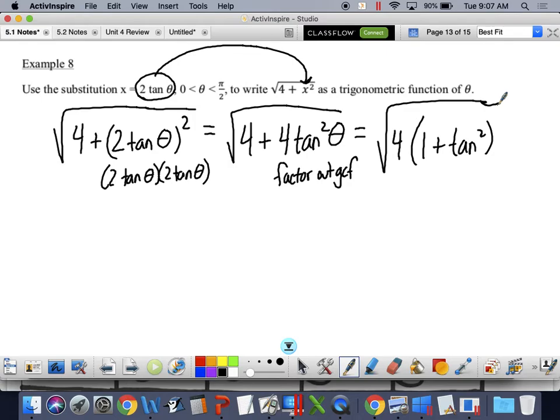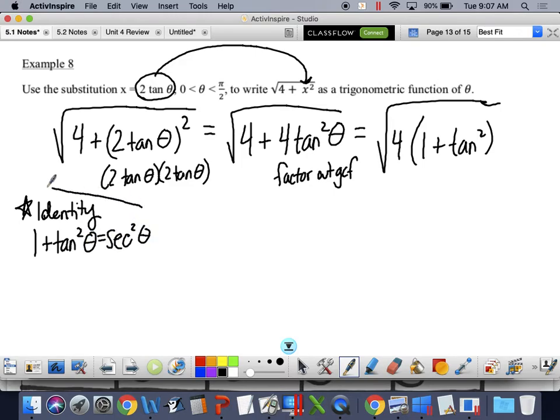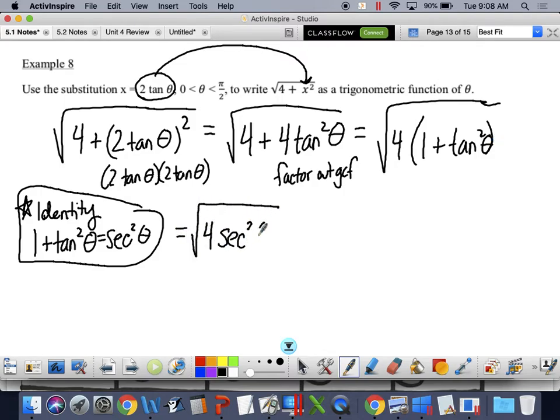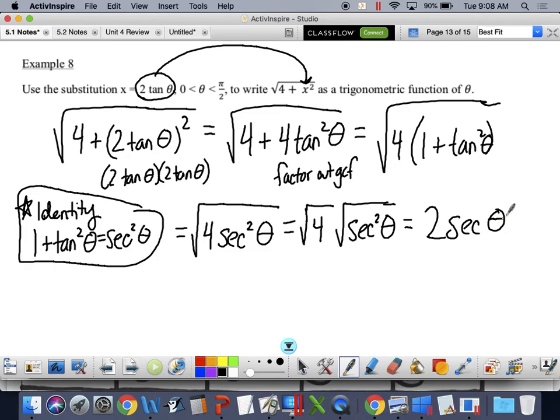Ooh, what is 1 plus tangent squared theta equal to? Looking at our first page of identities, I have this identity. We haven't used it yet today, that 1 plus tangent squared theta is equal to secant squared theta. That's an identity that we're going to use here. So wherever I see the 1 plus tangent squared theta, I'm going to plug in secant squared. So I get 4 times secant squared theta. It might help to remind you that this is equal to the square root of 4 times the square root of secant squared theta. I then take the square root of each part. The square root of 4 is 2. The square root of secant squared is just secant. And there is my answer for that question.